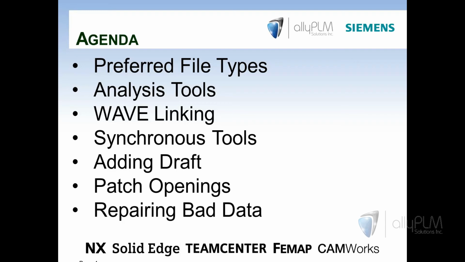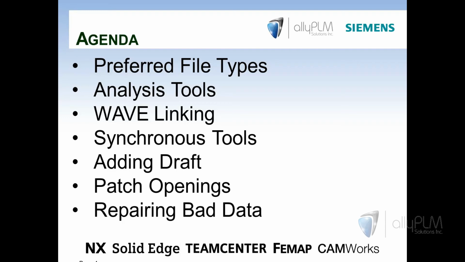Are you getting native files from NX, or are you getting files from another system? The next topic we're going to look at is analysis tools in NX to help examine your geometry. We'll look at wave linking your model so that you can make changes to the model for manufacturing purposes without making changes to the original design model. Then we'll look at using NX synchronous tools to manipulate your model to get it ready for programming.